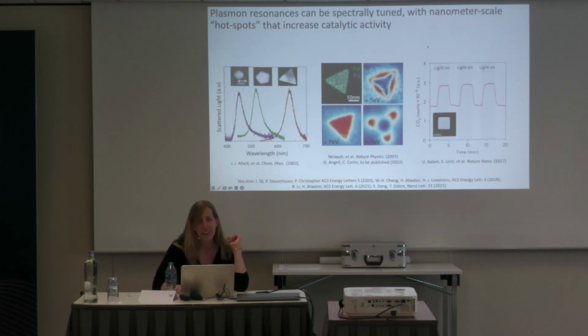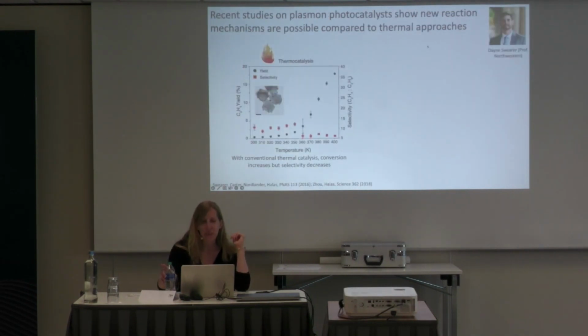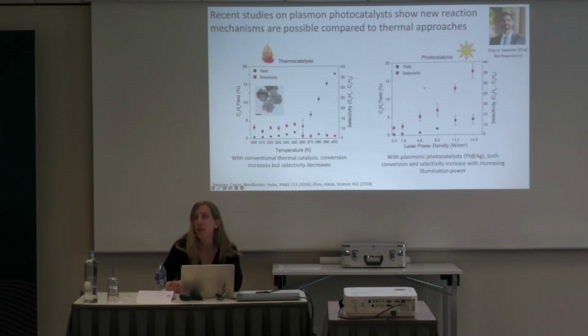So the paper that I think kind of opened up the field to the idea that it wasn't just light causing more heating was some work by Dane Swear, Naomi Hollis, and Peter Norlander, where they compared the selectivity and the conversion or the yield with thermal catalysis and with photocatalysis for that acetylene hydrogenation reaction that I shared with you earlier, basically the one that creates ethylene for polyethylene. So you want to have ethylene, you don't want to have ethane, the fully hydrogenated version.